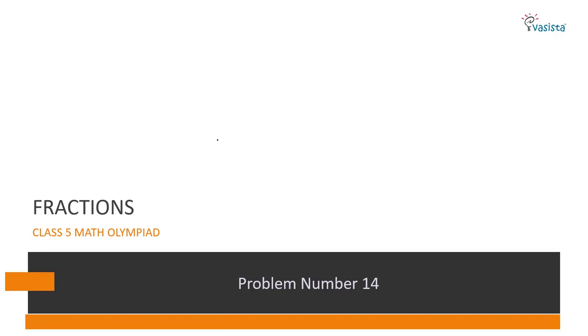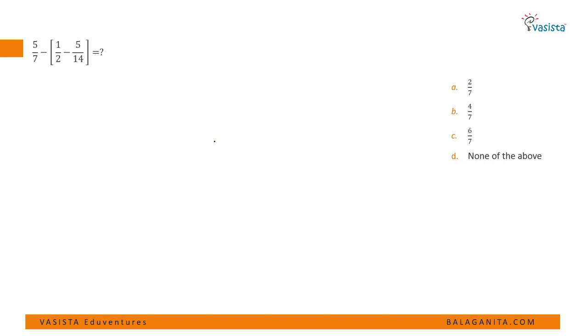Right, this is problem number 14. Let me solve what they have given here. 5 by 7 minus, open bracket, 1 by 2 minus 5 by 14. First we need to go with the operation inside the bracket, then this. Let me go with this.